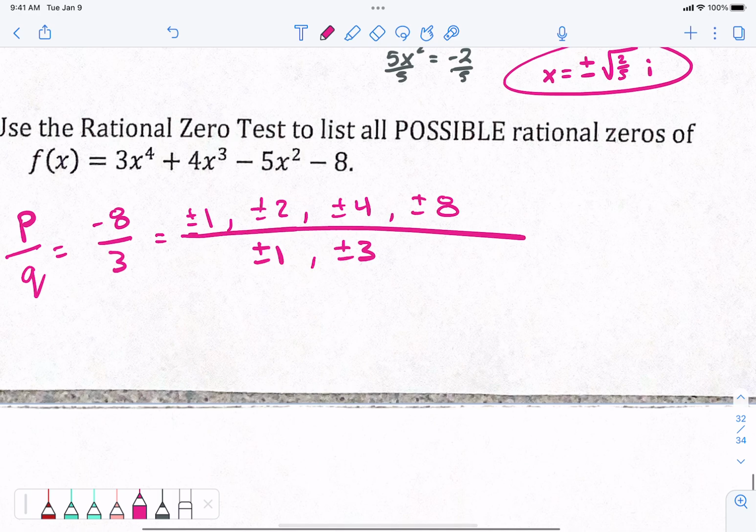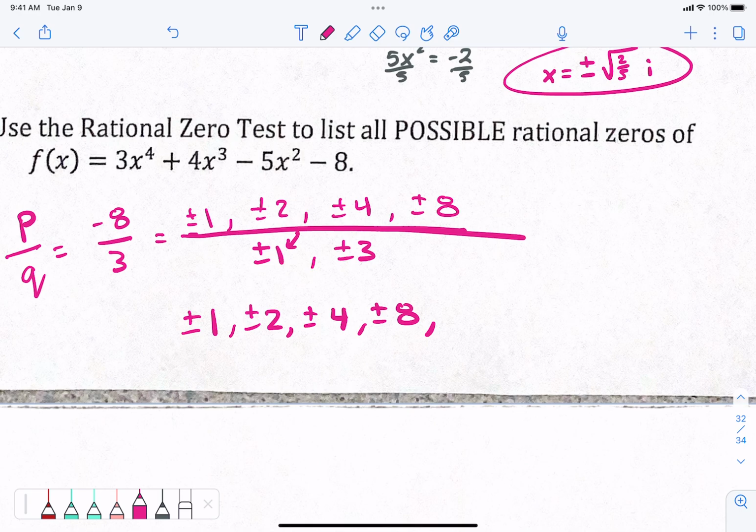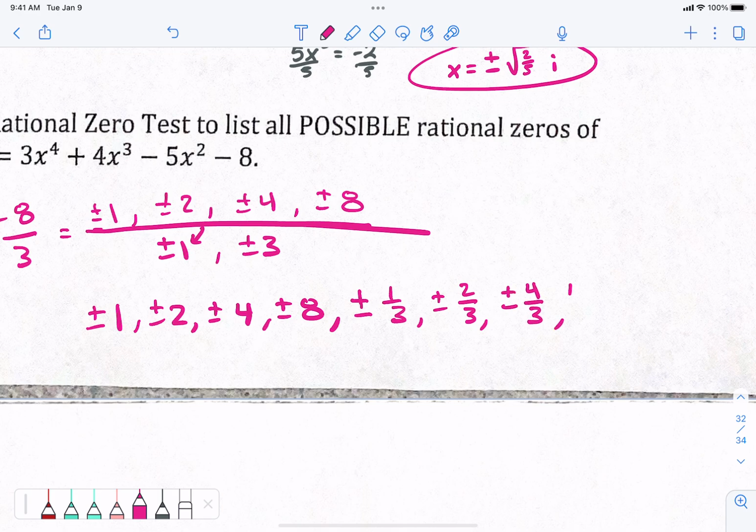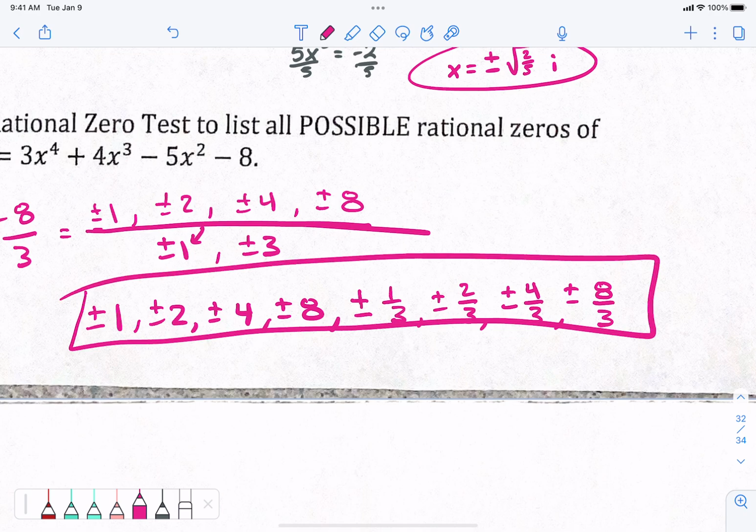So if I put all of these numbers over 1, this would be plus minus 1, plus minus 2, plus minus 4, plus minus 8. Now we put them all over 3: plus minus 1/3, plus minus 2/3, plus minus 4/3, plus minus 8/3. How many is that? 1, 2, 3, 4, 5, 6, 7, 8. 16 possible ones total.